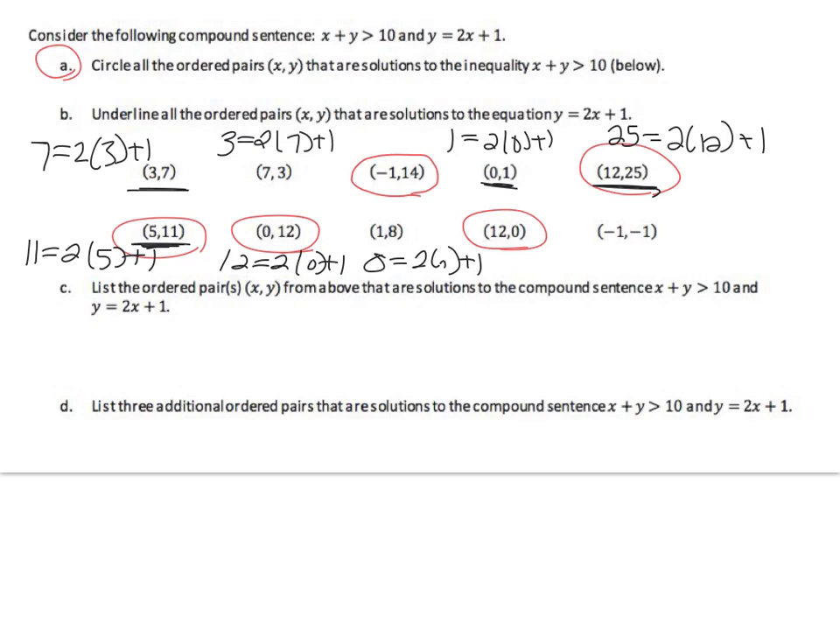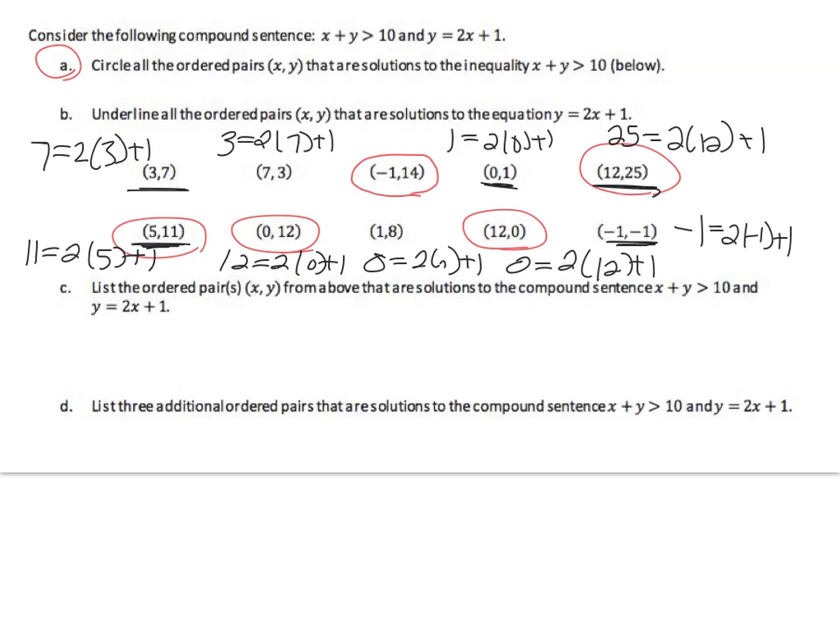Nope. 0 equals 12 times 2 plus 1. I said that backwards, didn't I? y equals 2 times 12 plus 1. Still doesn't work, right? And then negative 1 equals 2 times negative 1 plus 1, which is true.